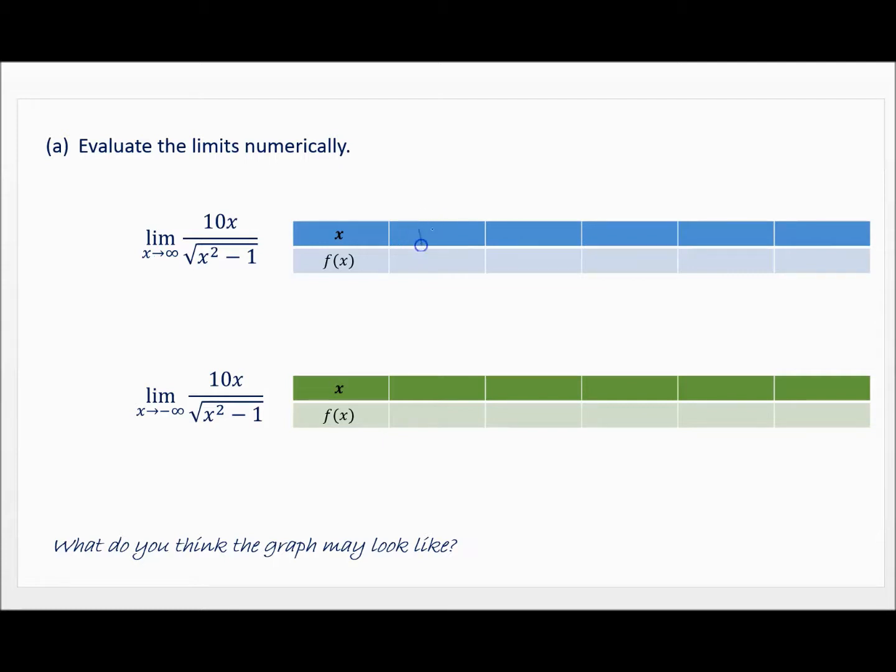Your first thought might be, let's plug in 10, and then plug in 100, and then 1,000, and 10,000. Now you can be more creative than that, but I'm not. Plug in 100,000. That's going out to infinity, right? Definitely. All right. So what I'm going to do is take that 10 and plug it into every x value. So this would be 10 times 10 divided by the square root of 10 squared minus 1. That would, of course, equal 100 over the square root of 99.